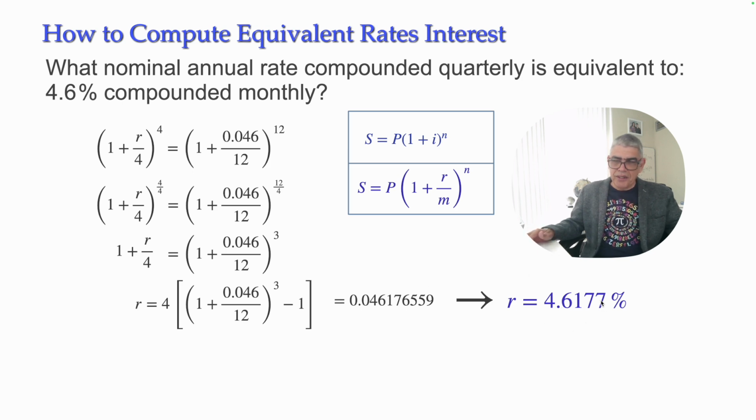So what does it mean? That 4.6 compounded monthly gives you the same maturity value as if you put the money at 4.6177 compounded quarterly in this case. Okay, with this I finished my explanation of this.